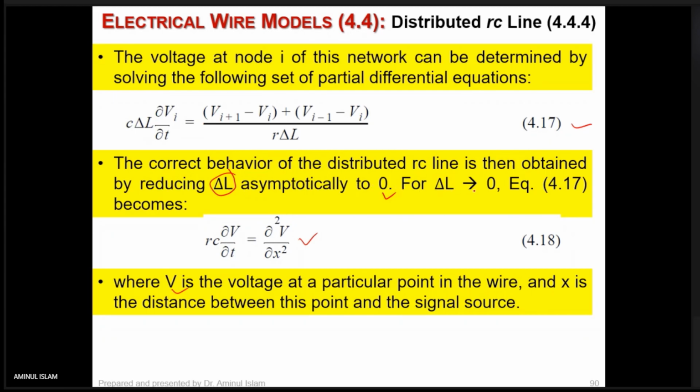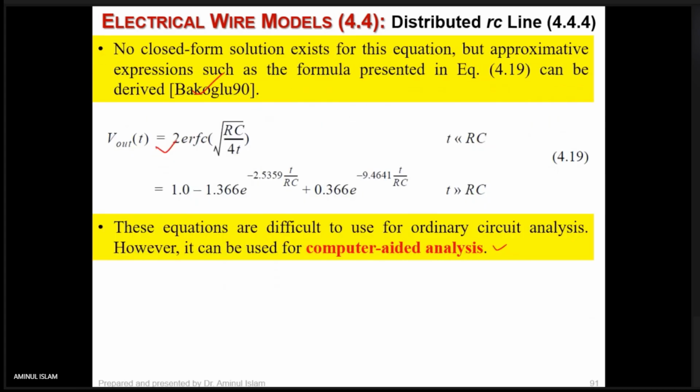For delta L approaching 0, equation 4.17 becomes this. Yes or no? Is it not correct? Are you there with me? Where V is the voltage at the particular point in the wire, and X is the distance between this point and the signal source. No closed form solution exists for this equation, but approximate expressions such as the formula presented in equation 4.19 can be derived.